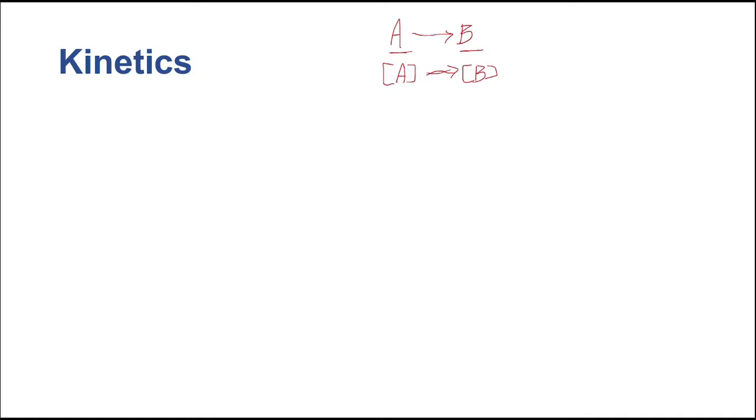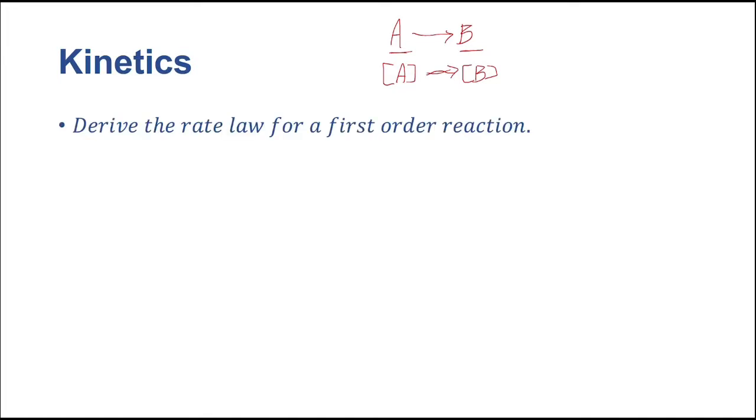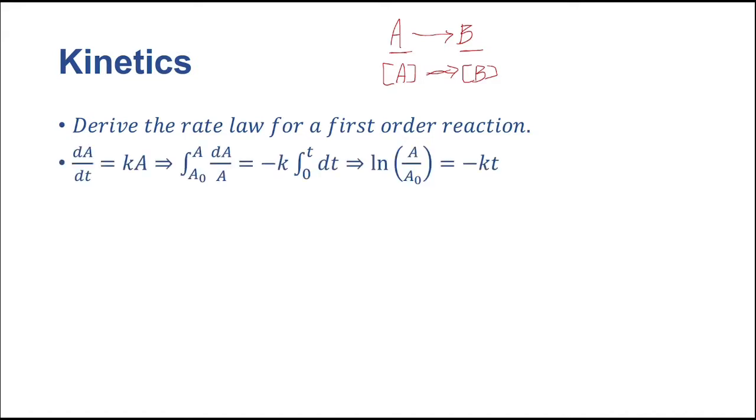I should note, we're going to use the convention where we drop these little square brackets just because we need to write them too many times. We're just going to be writing A and B, although that might mean the concentration of A or the concentration of B. So what we want to do is derive the rate law for a first order reaction, or find the integrated rate law for it. We can find the rate law, that's pretty easy. The rate law is this guy, dA/dt equals negative kA. That's pretty easy.